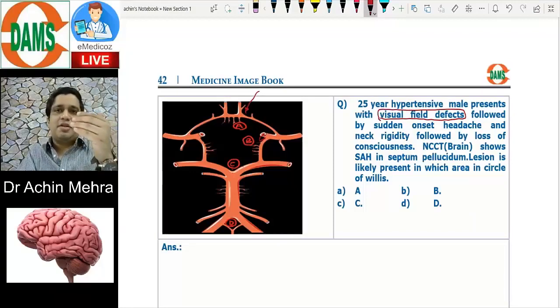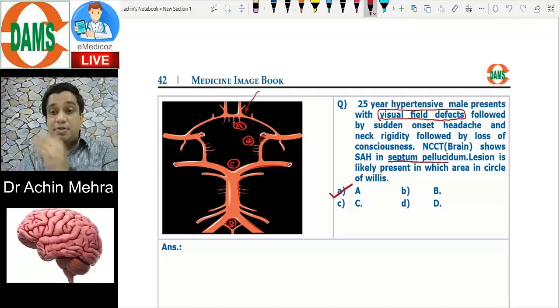or maybe the optic part of the brain. Now this particular zone lies over there. So if there is a lesion in the anterior communicating AC junction, very often we find a prodromal symptom like visual field defect. And something radiology sir has taught you: if there is blood in the septum pellucidum, the anterior cerebral artery, then the aneurysm is most likely located in the anterior circulation at this point.